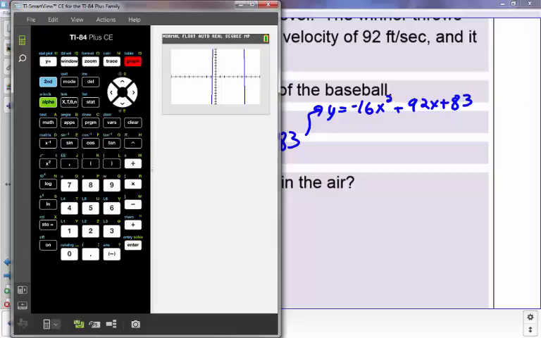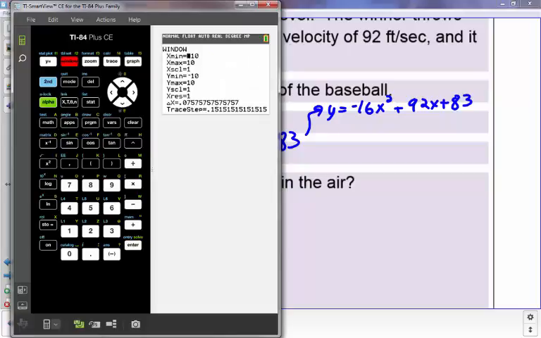So if you think about it, guys, we got an initial height of 83, right? And since we're going down, that's pretty much going to be our vertex. So we do kind of need to change our window. The X-min and X-max are pretty good scale, but I do need to change my Y-min. Now, Y-min is 0, right? We're thinking the ground is 0. Where it hits the infield is 0. So we really don't need to go that much below that. I'm just going to say negative 1.